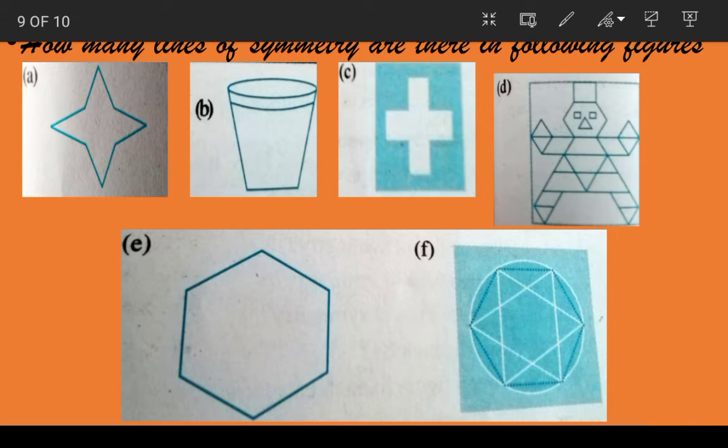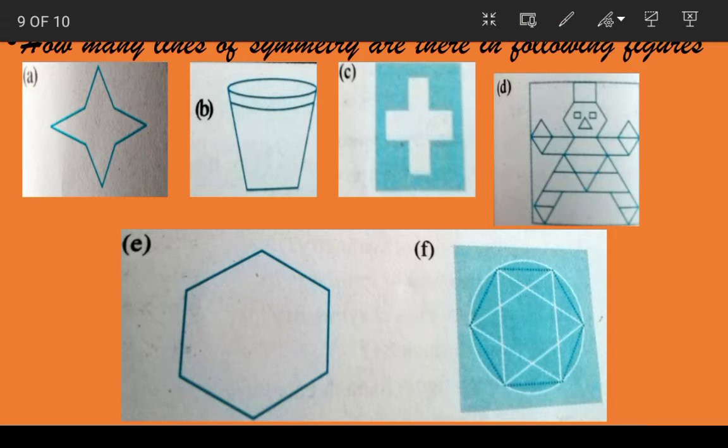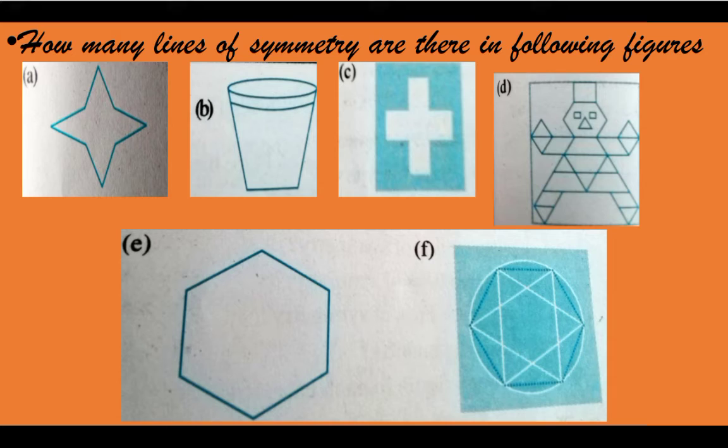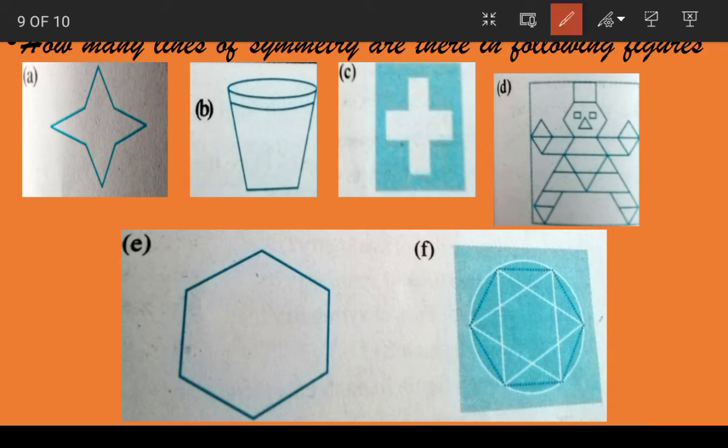Now we have to draw the line of symmetry. What is the question? How many lines of symmetry are there in the following figures, and draw them. Okay, we have to draw it. So our first question is the star.